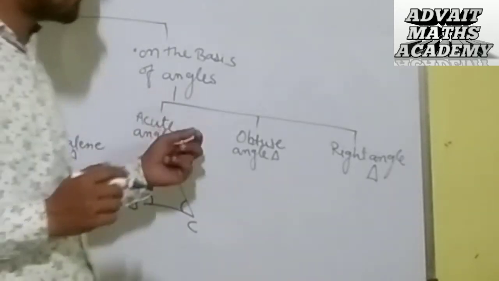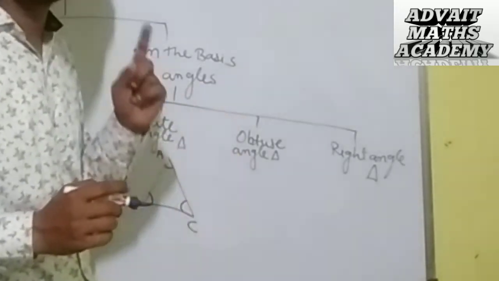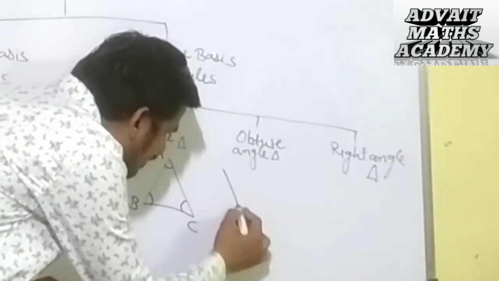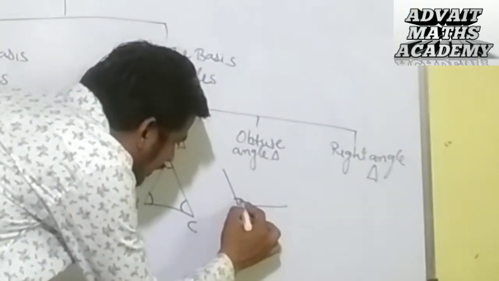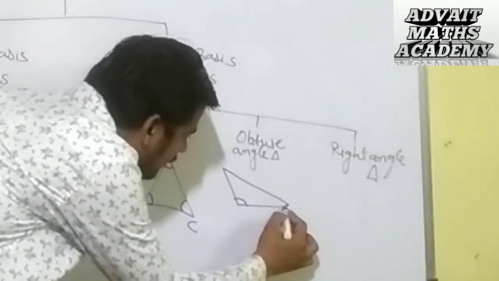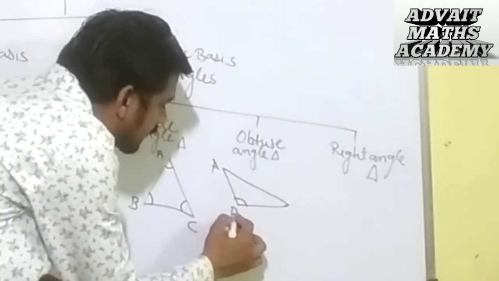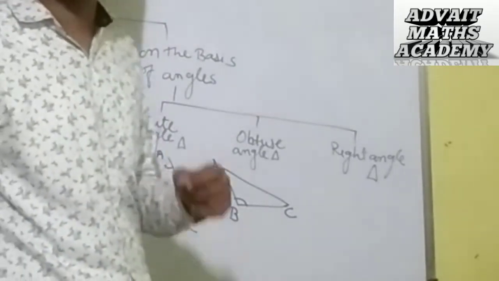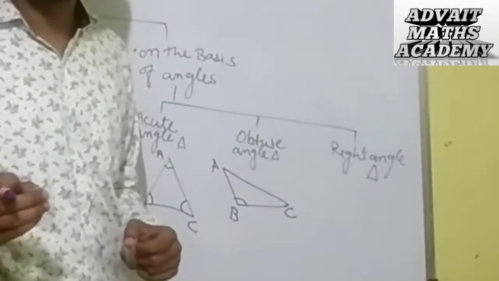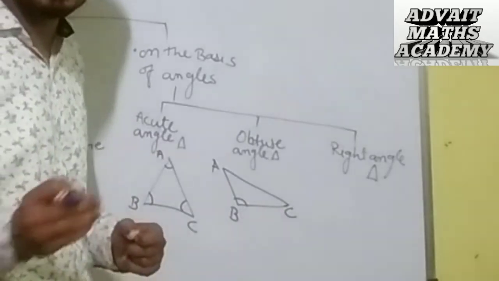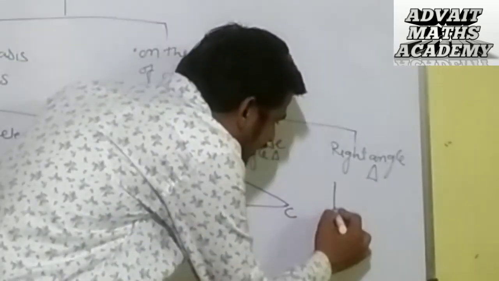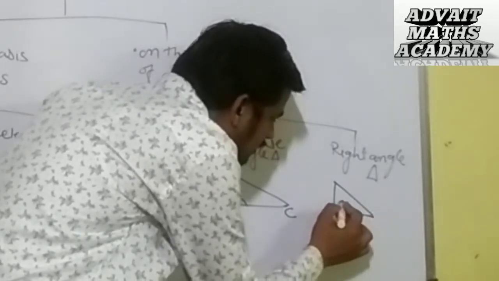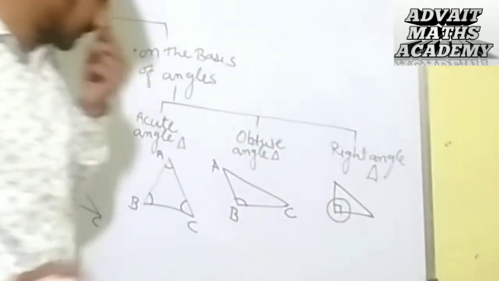Second one, obtuse angle triangle. In that, one of the angles is greater than 90 degrees. Means one of the angles measures greater than 90 degrees. That time you have to say this is an obtuse angle triangle. And the last one is the right angle triangle. In that, one of the angles is exactly 90 degrees. See, this is the right angle triangle sign.